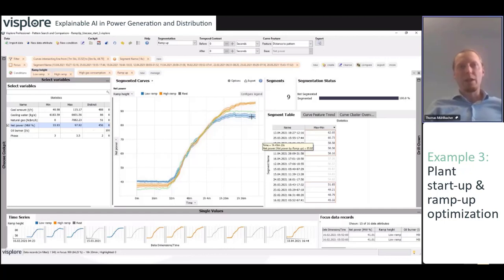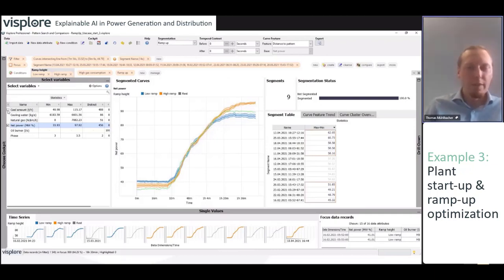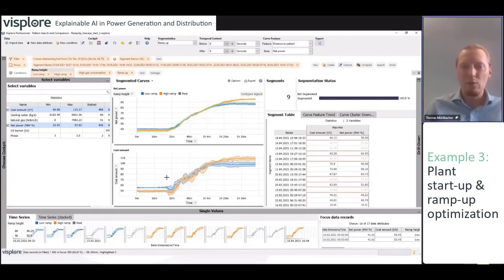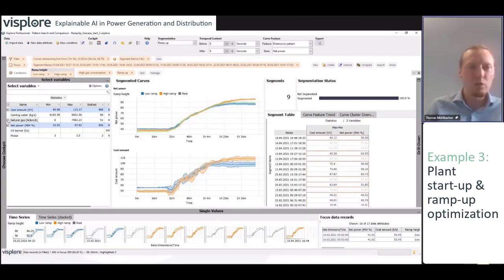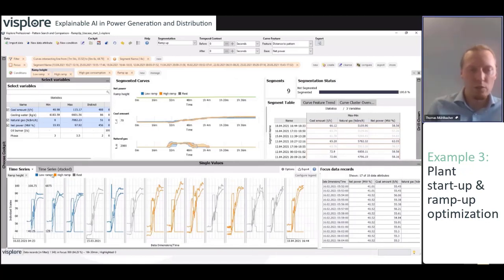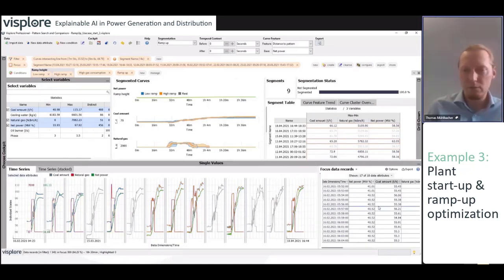So the blue ones are actually those we would like to optimize. At this point, we should also include coal in the analysis because gas is not the only feature. But looking into this, we find out that the coal consumption was not explaining this difference. And let's take a look at the situations in more detail here.